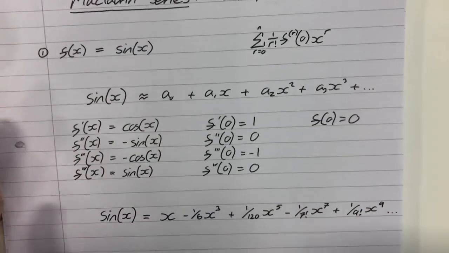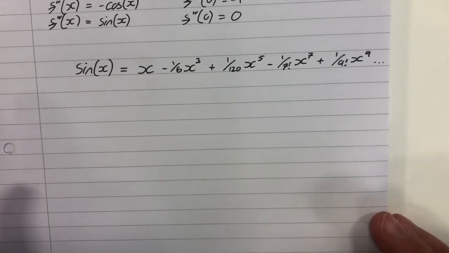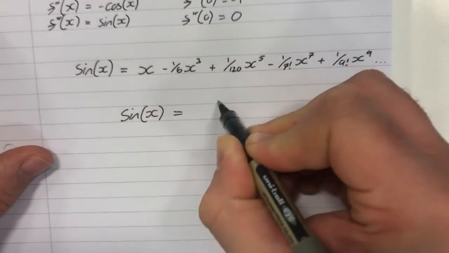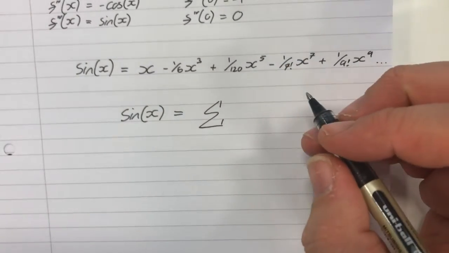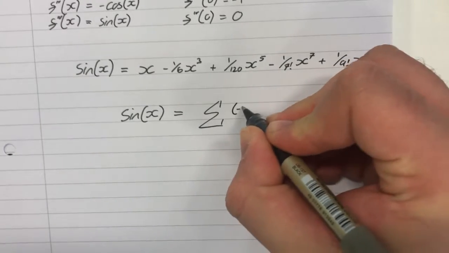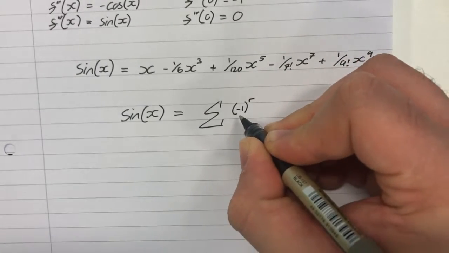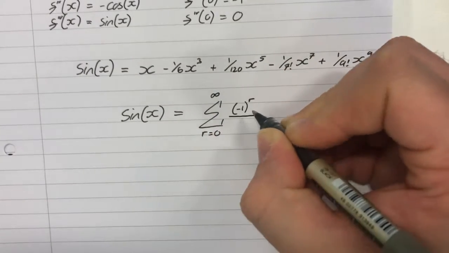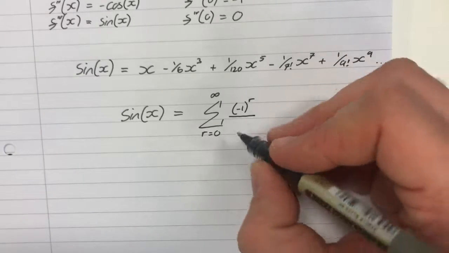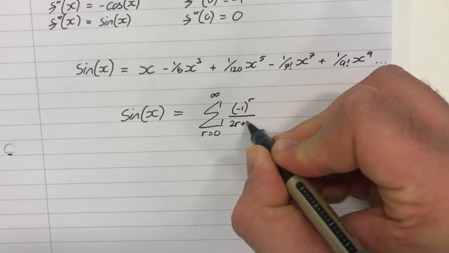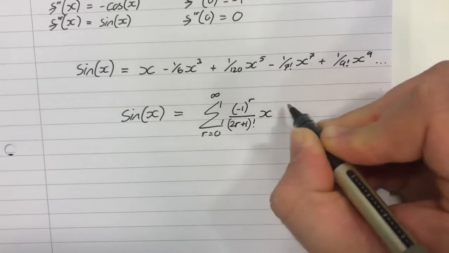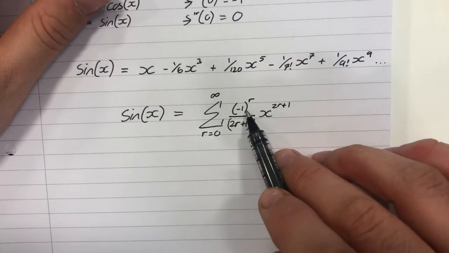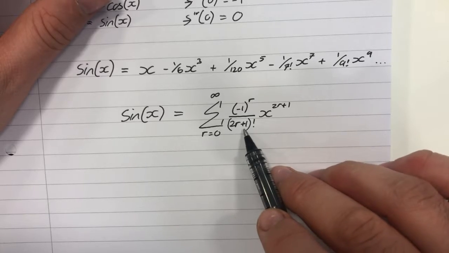The pattern continues. So I could actually just summarise that into one series, which says that sine of x is equal to the sum of minus 1 to the r, from r equals 0 to infinity. I want this to be 1 when r is 0, so it's going to be over 2r plus 1 factorial times x to the 2r plus 1. So when r is 0, it's positive. It's over 1 factorial, it's x to the 1.